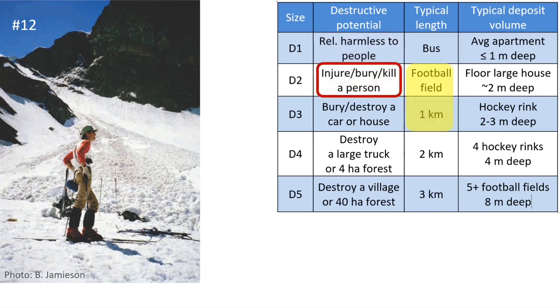Its length appears to be that of a few football fields, but substantially shorter than 1 kilometer. Hard to say which it is closer to, so we'll show the uncertainty like this. The deposit could fill an apartment at least 1 meter deep, but is not close to being able to fill the ground floor of a large house a couple of meters deep. Since we're confident in the destructive potential, this avalanche is a D2.